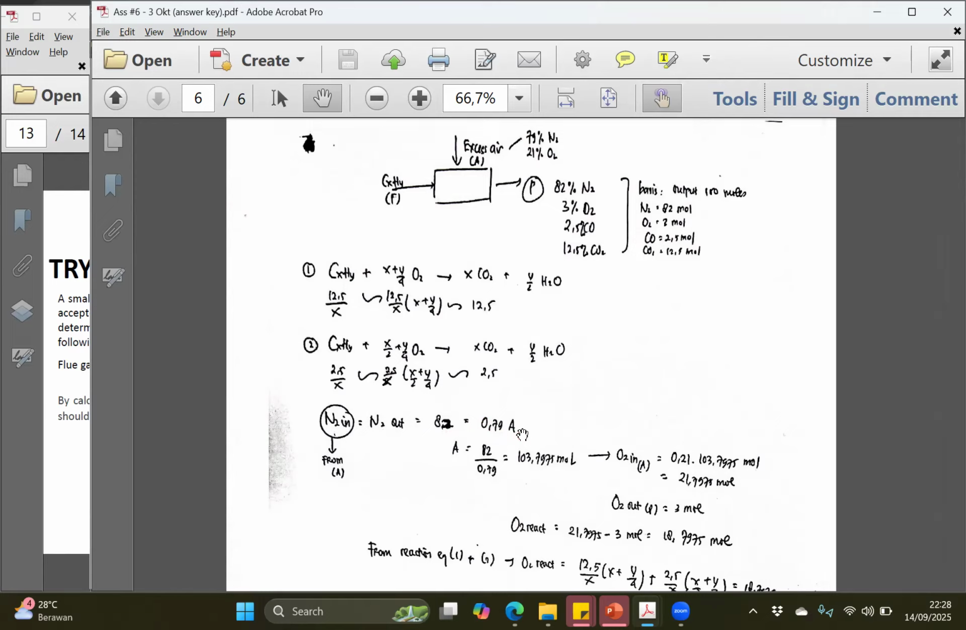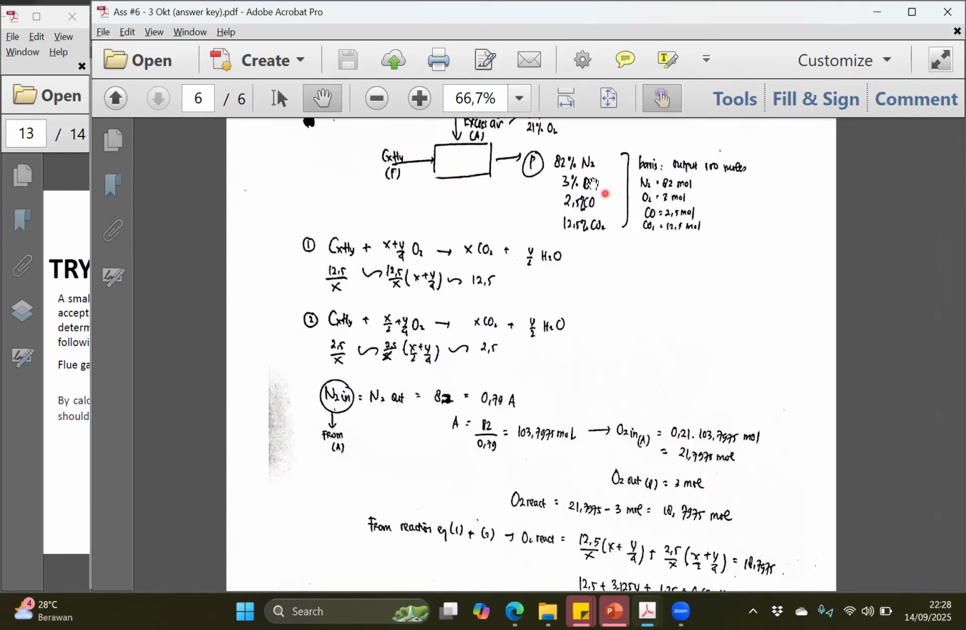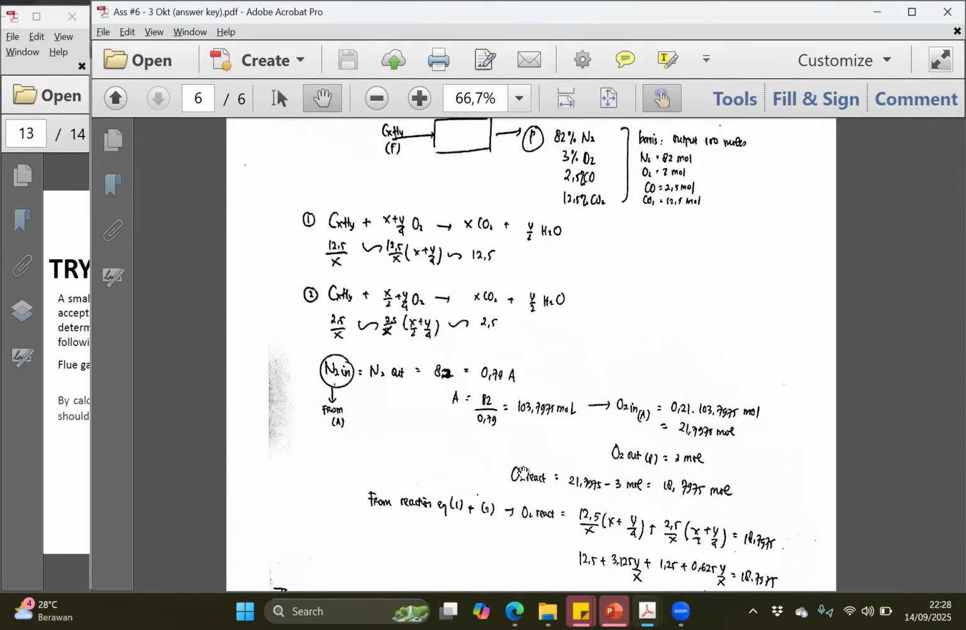Finally, using this equation, I can find the number of moles of A, and of course the number of moles of oxygen in. I know the inlet oxygen and I know the outlet oxygen, so I can find the number of moles of oxygen that reacts. This is the actual oxygen that is used in the furnace.